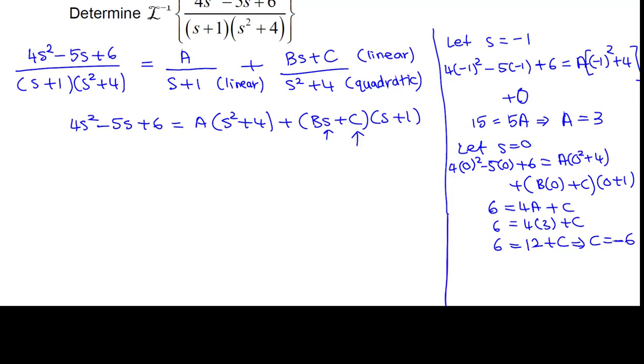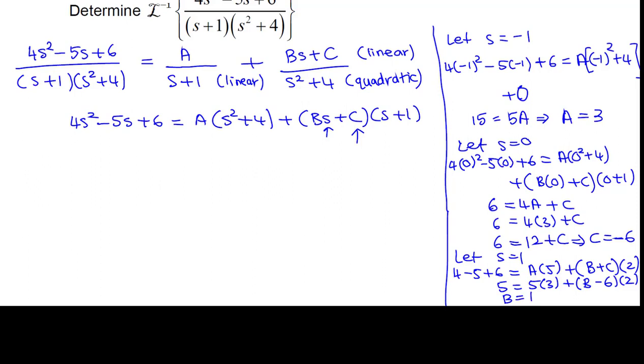And last, we can let s equal to 1. So we get 4 − 5 + 6 equals a(5) plus (b + c)(2). So we get 5 equals 5. Okay, 2 is 3 plus b, we don't know b, and c is negative 6. We get b equal to 1. Then you can find the Laplace inverse.